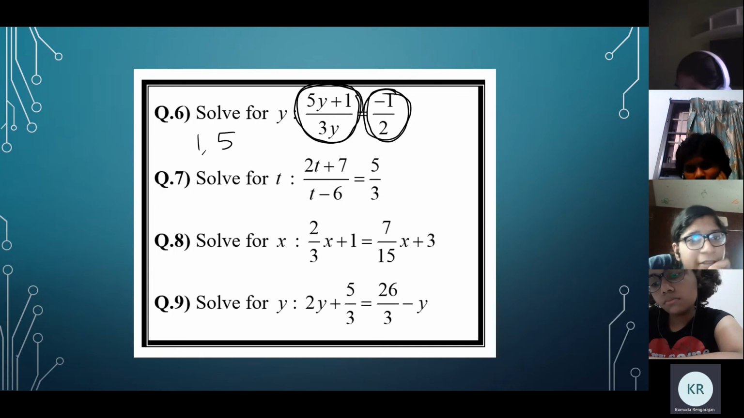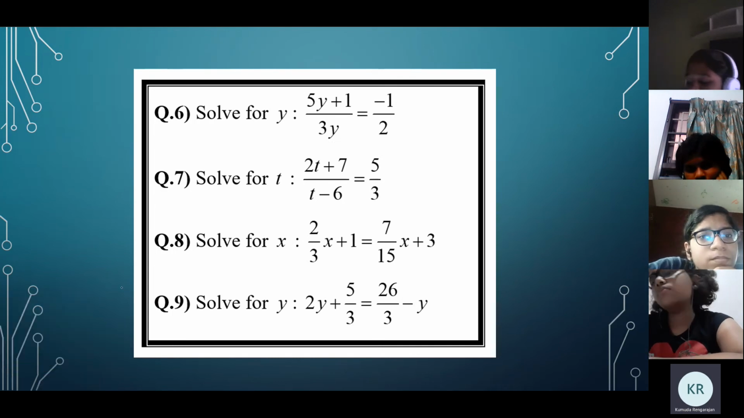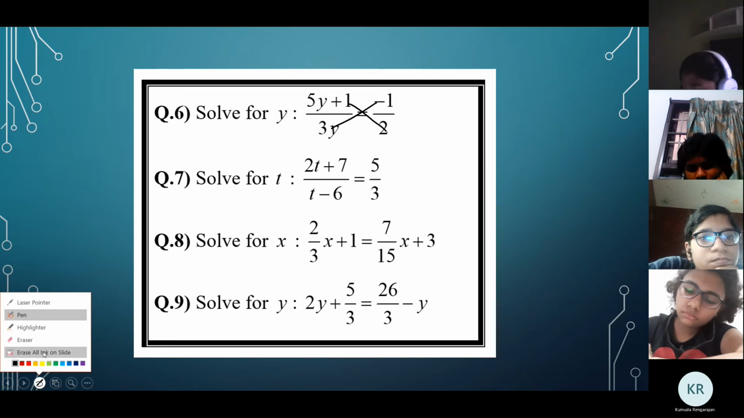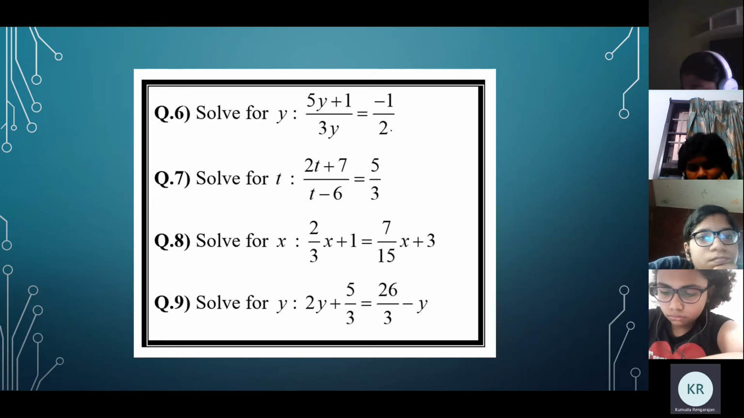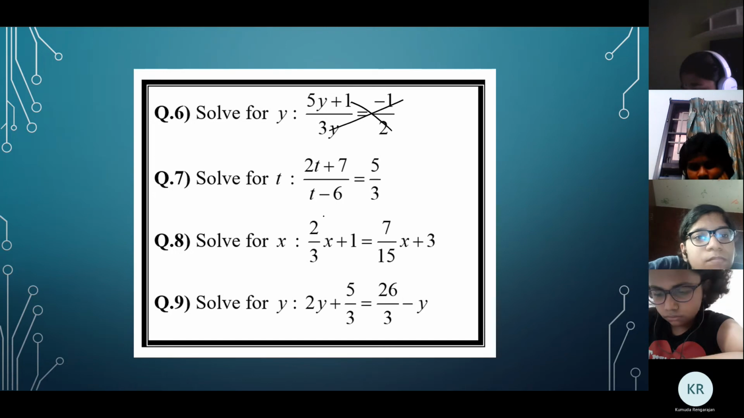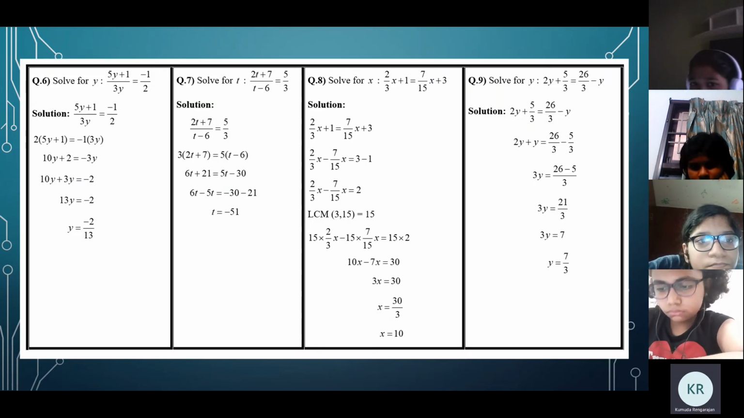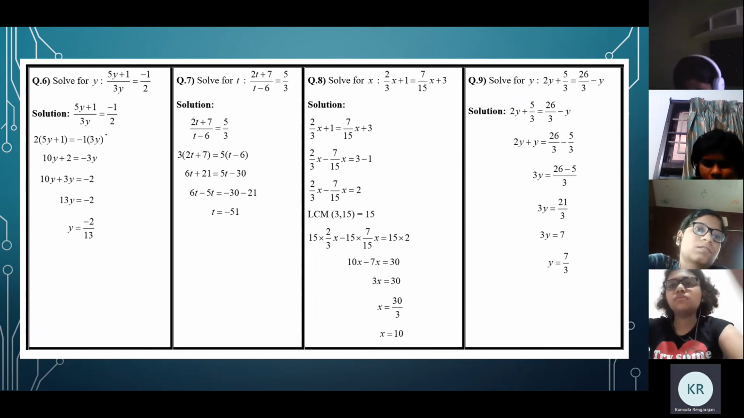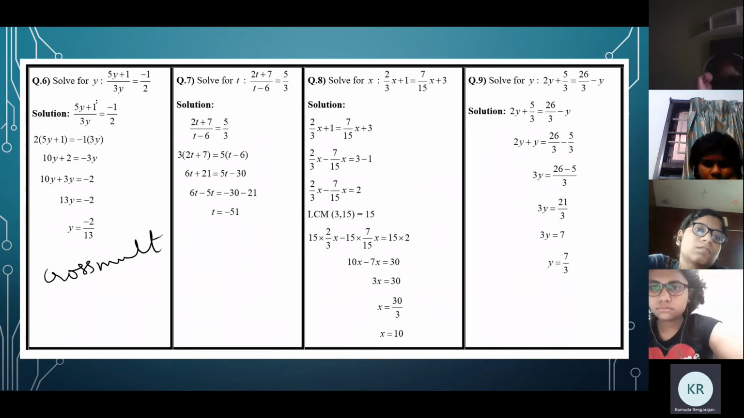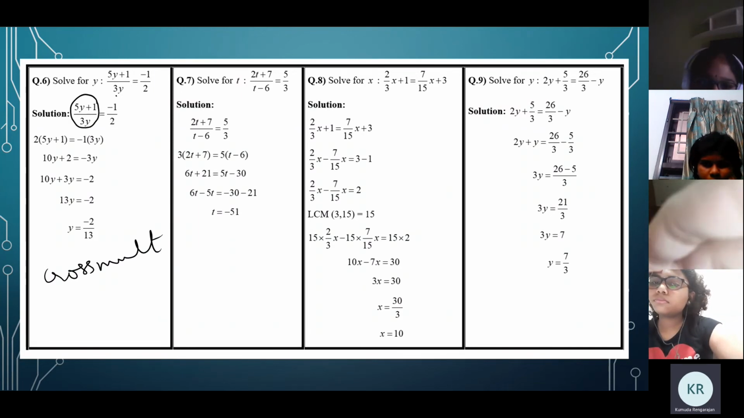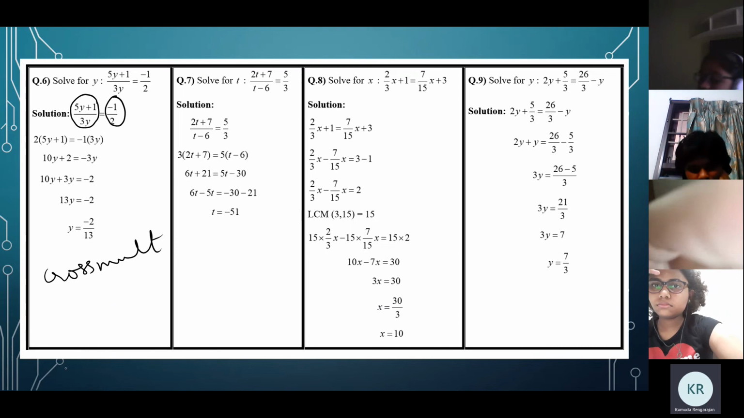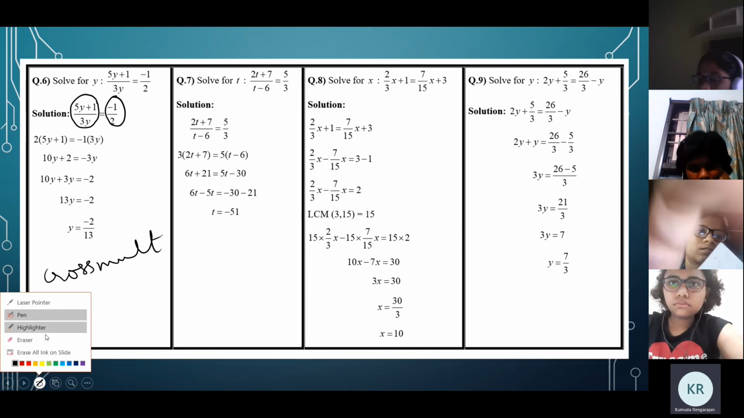Now you can solve such equations by cross multiplying. You can cross multiply like this. You don't have to find the LCM of the denominators. You can simply cross multiply. So see the sixth, don't see the 7, 8, 9 answers. See the sixth one, children. When to cross multiply? When there's only one term in the left hand side and one term in the right hand side, then we can straight away cross multiply.